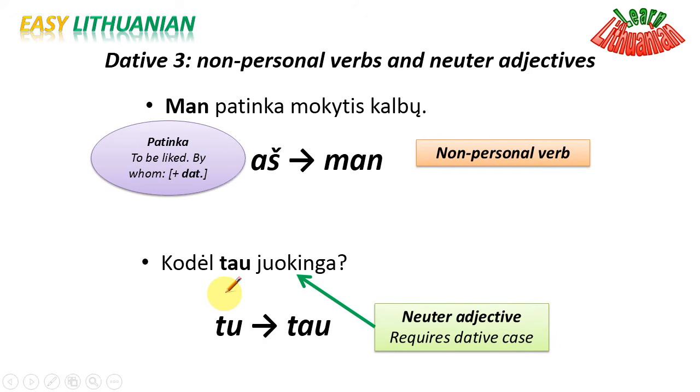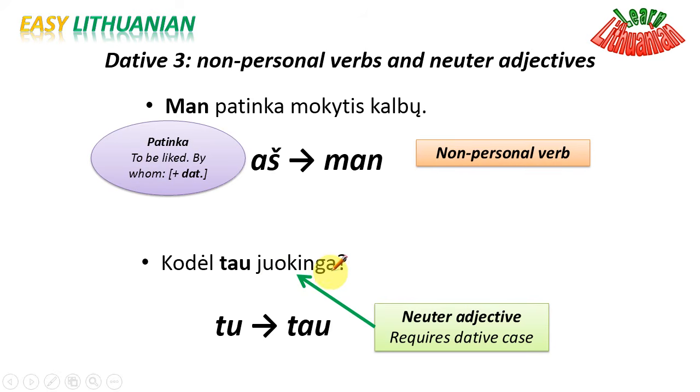Now, neuter adjectives. A neuter adjective is juokinga. Juokinga means it is funny. So, kodėl tau juokinga? Why for you it is funny, literally. Kodėl tau juokinga? Why it's funny for you? Well, what's so funny for you, or what's funny?